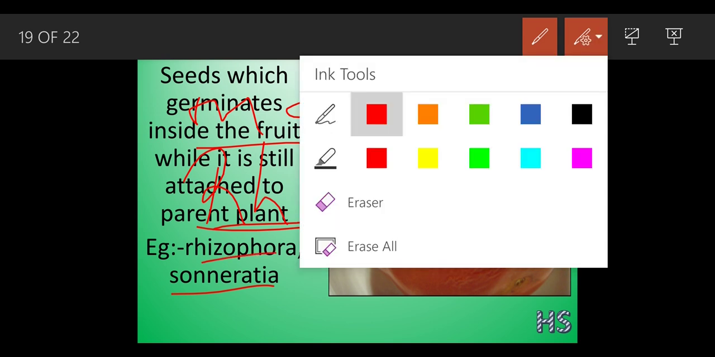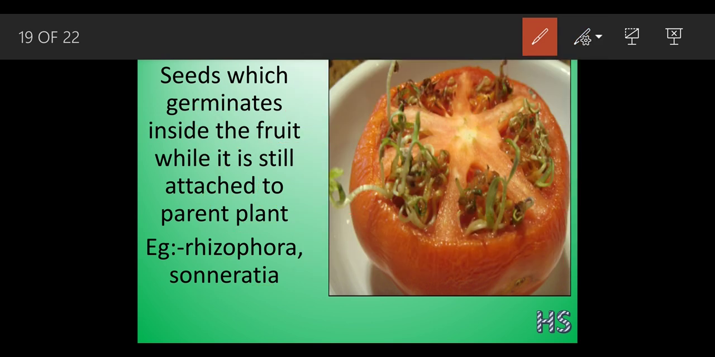Now first we will discuss what we mean by the word viviparous. The word viviparous is a special type of term. Here we can see it in the tomato also. This is an example of a tomato, but according to your syllabus you should write Sonneratiaceae and Rhizophora. This is only for explanation, so that's why I am giving you a tomato, but in the exams you don't have to write tomato.